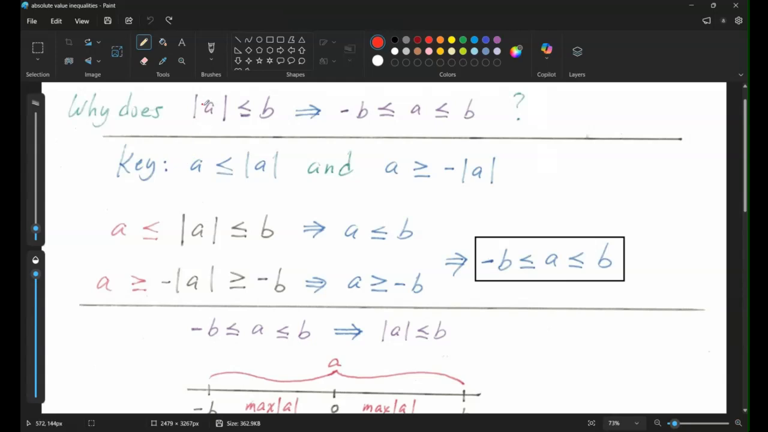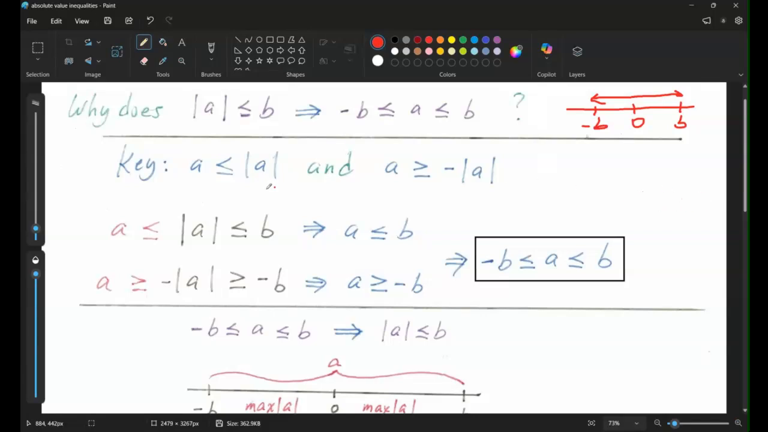So if you think about it, if A were to get all the way up to B, positive B, then you have equality. But A could also go all the way down to negative B, and you'd still have equality. So basically, this statement allows A to go all the way up to B and all the way down to negative B. That's basically the intuitive proof, I guess, if you want to call it that.